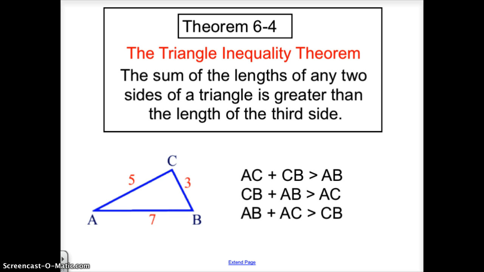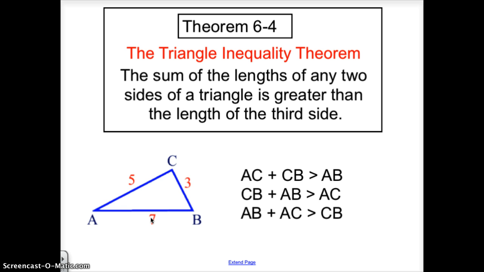The final theorem in lesson 6.4 is the triangle inequality theorem. That's the name of the theorem. And it states that the sum of two lengths of any sides of the triangle has to be greater than the third. Looking here, if we have AC plus CB, 5 plus 3 must be greater than the third side of 7. Therefore, we know that we could create a triangle.